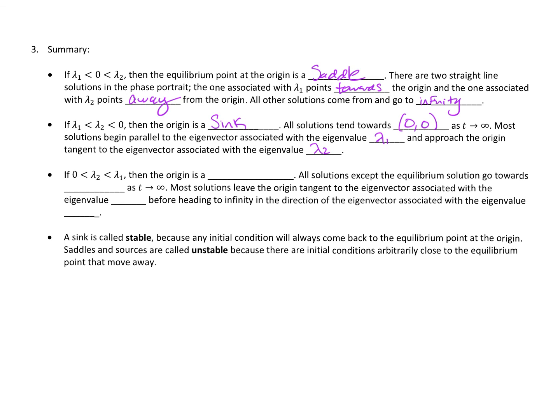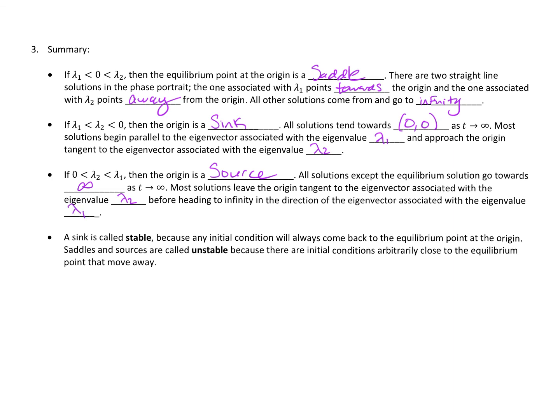Now, if lambda 1 and lambda 2 are both positive, both bigger than 0, the origin is a source. All solutions except the equilibrium solution go towards infinity as t goes to infinity. Most solutions leave the origin tangent to the eigenvector associated with the eigenvalue that is closer to 0. So that is lambda 2. And then they head out towards infinity in the direction of the eigenvector associated with the eigenvalue further from 0, lambda 1 in this case.